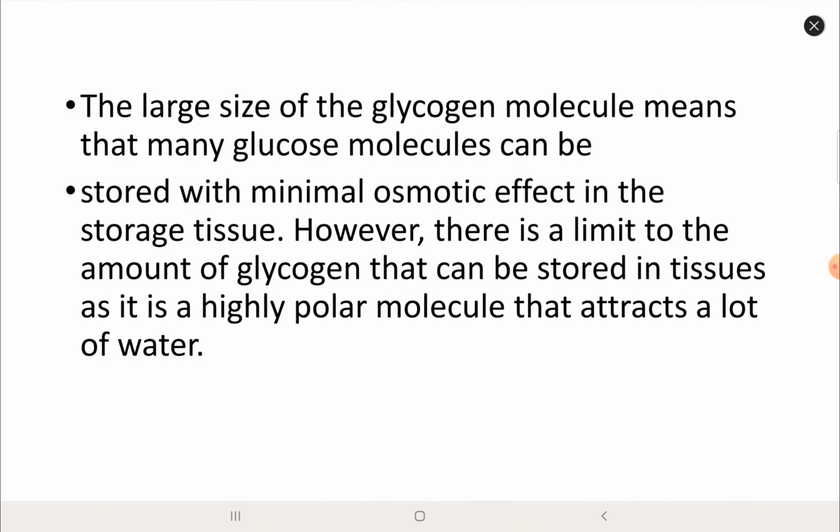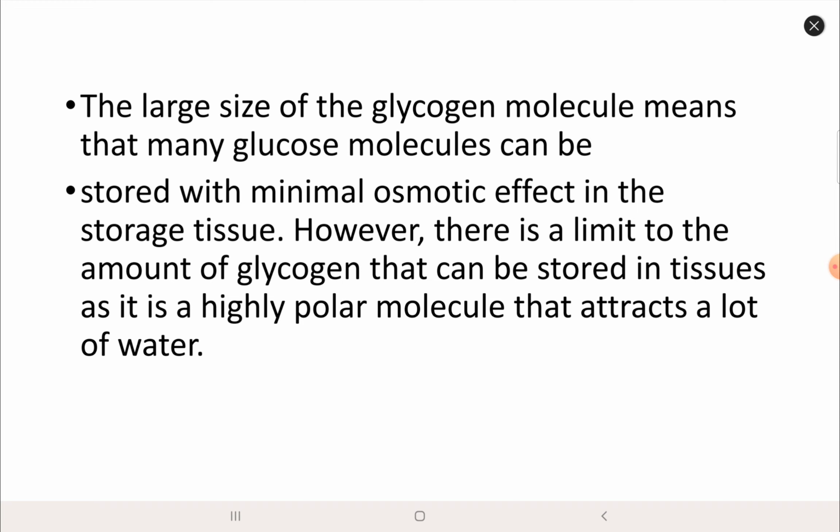Glycogen formation is important because it occupies a small amount of space. Glycogen is a complex molecule, should be packed in a certain space like the liver. This is important to prevent the osmotic effect of glucose. If free glucose is there, it attracts water, but glycogen has no osmotic effect. This is the structure of glycogen molecules.